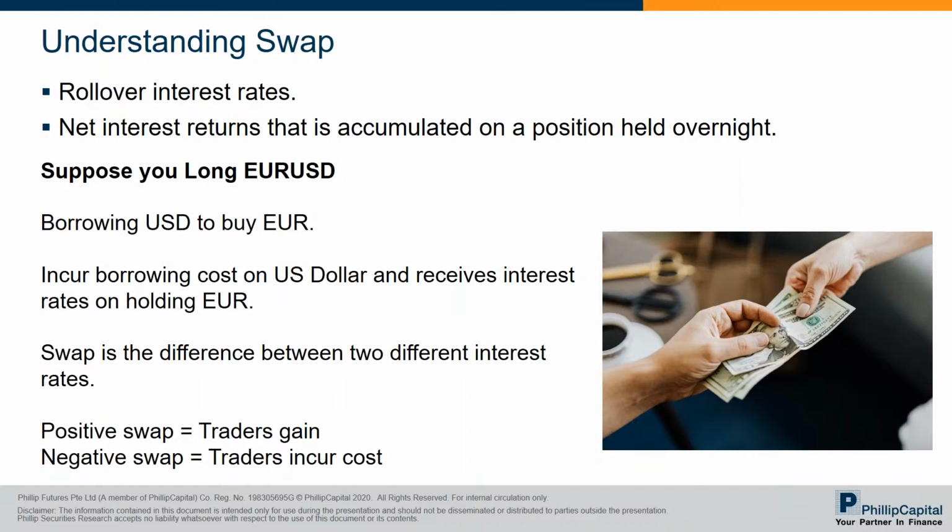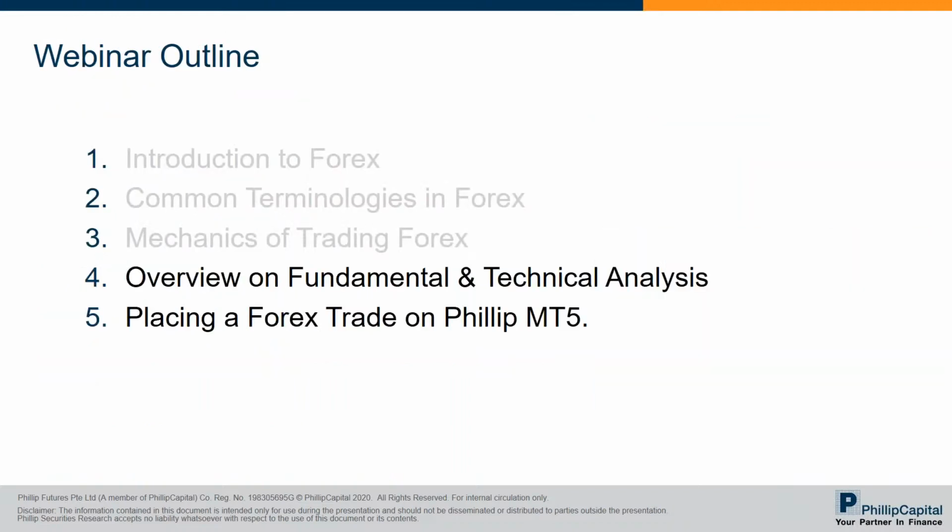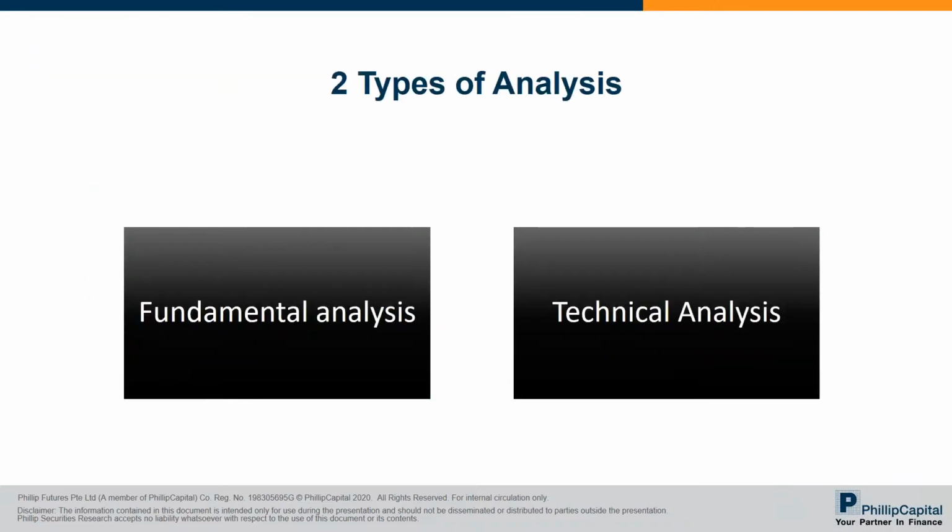So to summarize, in Forex trading, there are only two costs. First is the spread. The second one is the swap, which is the interest rate charged to you when you hold a position overnight. So those are the mechanics of Forex trading. Next up, we will go for an overview of Forex and Forex trading, fundamental analysis and technical analysis. So the two main portions. This is what people would do before they enter a trade, to analyze what they want to do with the market.